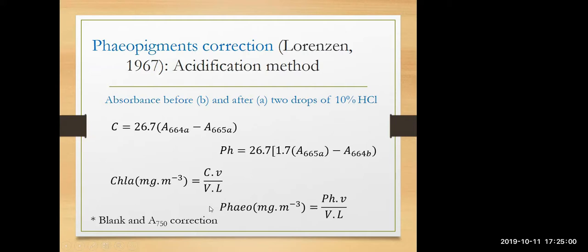We can also have an estimation of pigment concentrations using almost the same equation, but inserting the value of phi, which I put here, that comes from this equation below. The blank and the absorbance at 750 nanometers are always necessary, to correct these absorbances.